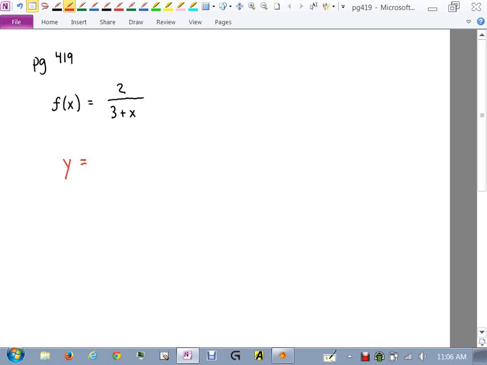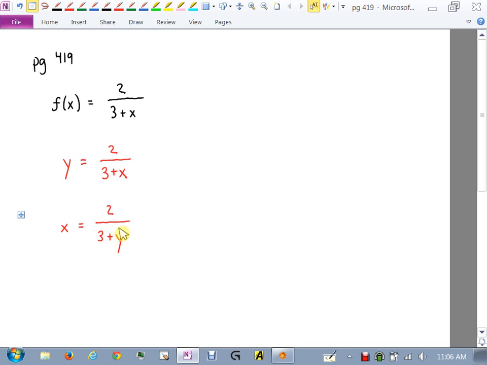Replace f of x with y. Then, after you do that, switch x and y. So replace y with 3x. Yes, thank you. Replace that y with x. Replace the x over here with y. And then solve for y. And this was like the one I gave you in class, where you have to actually get this y out of the denominator.